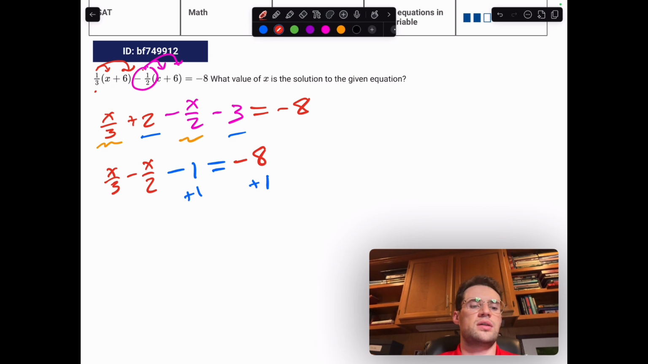Now, for these to add them, or in this case to subtract them, you need to have a common denominator. So we're going to get them in terms of sixths. So you can multiply this by 2 over 2, multiply this by 3 over 3.